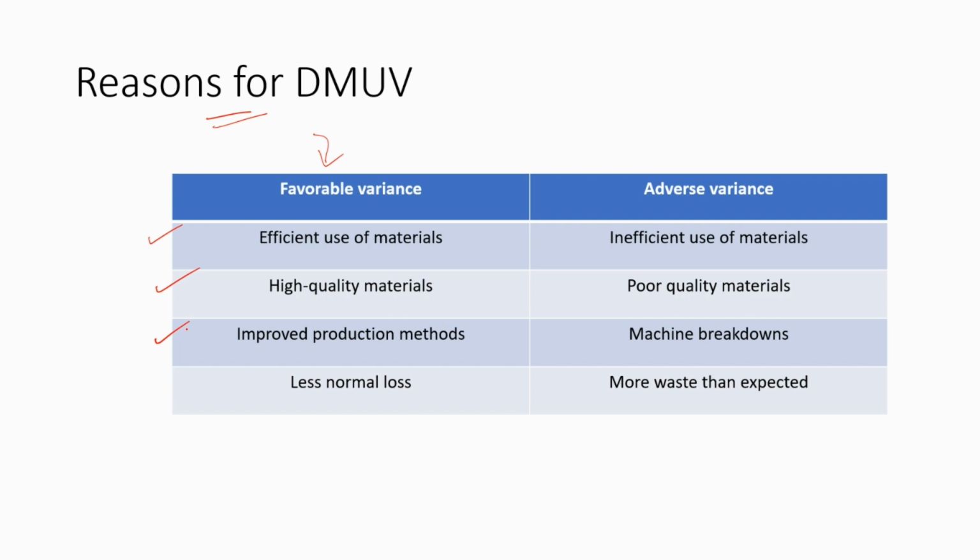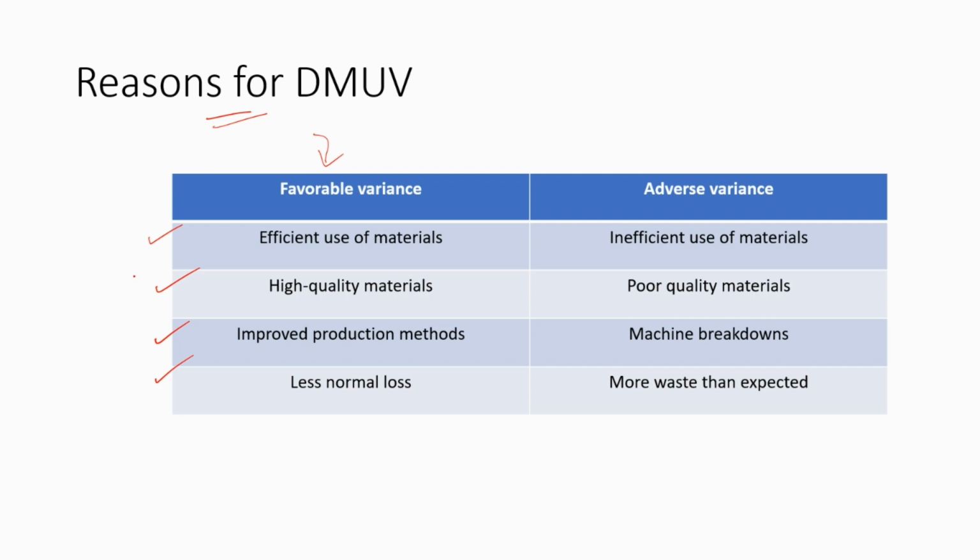Now you have to understand that if the wastage is less, the direct material usage variance will be a favorable one because the usage of the material will be less than the budgeted amount. And finally, less normal loss. Normal loss is a loss that the management accountants are expecting in the production. If the actual losses are less than the expected losses, the direct material usage variance will be a favorable one.